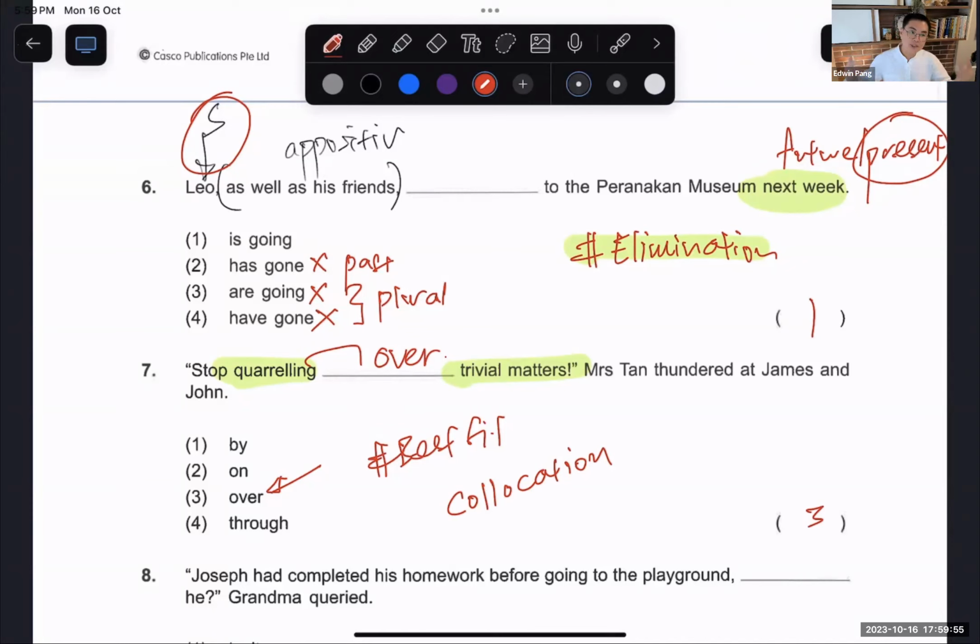But in order for you to know that, you need to have read enough books and articles and language to know that these two words always come together. There's no rule that governs it. Like phrasal verbs, there's no rules that govern phrasal verbs. You just have to know. Okay, so these are collocated words. You just have to read more.